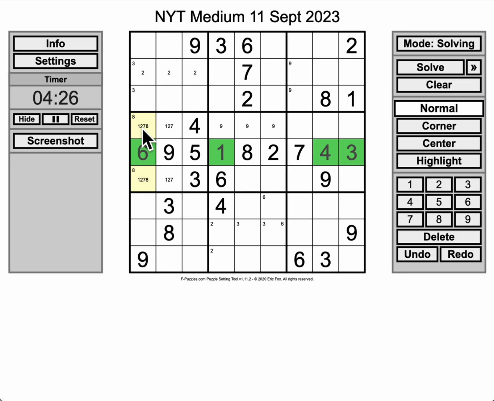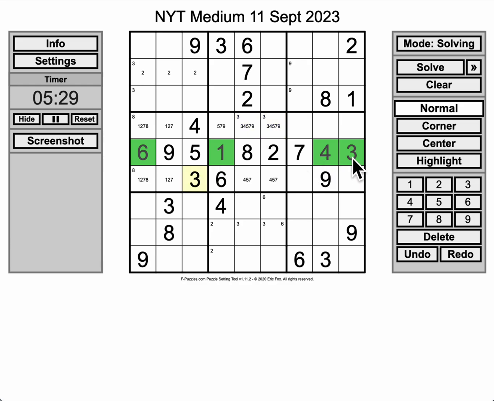Let's see. 1, 2, 6, and 8 in box 5. I'm looking for 3, 4, 5, 7, or 9. Well, this one can't be 3 or 4. Anything. As is that. These can't be 3 or 9, so these are from 4, 5, and 7 in some order. No, that can't be 3, and these can't be 3. So 3 is definitely one of these two.